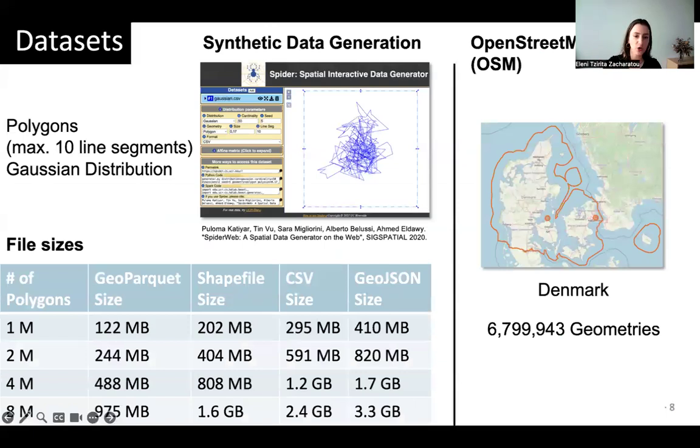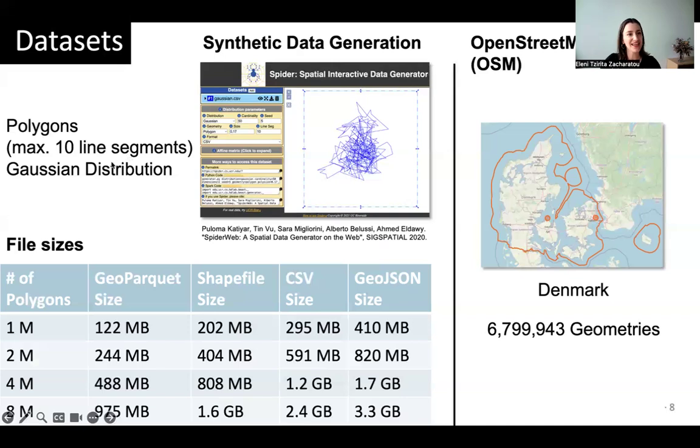Now, to test the loading performance, we generated a synthetic spatial dataset using a tool called SpiderWeb. This is a tool freely available on the web, and it is developed by UC Riverside. You can see the web interface and the reference here on the slide. So using SpiderWeb, we created 4 polygonal datasets of increasing size with 1, 2, 4, and 8 million polygons. Each polygon has a maximum of 10 line segments, and the data distribution is Gaussian.